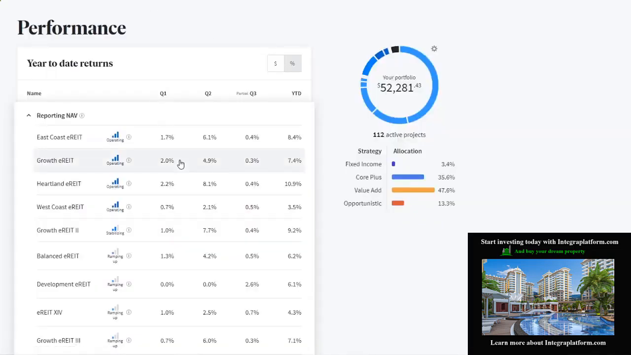So let's get back to the performance here. Now, these are year-to-date returns, which is from exactly 1 year ago today.